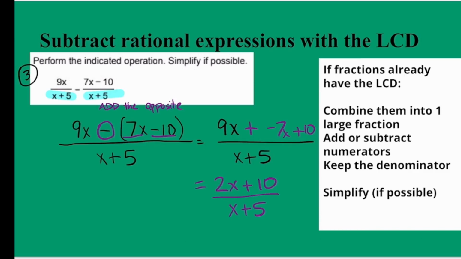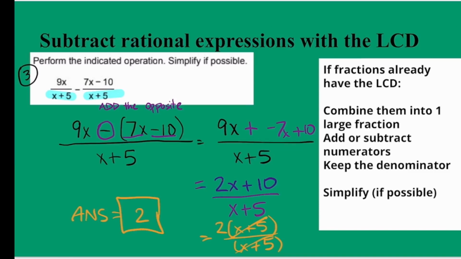This numerator, I can see, we can factor 2x plus 10. We could take out a common factor, which is 2. So if we take a 2 out of the numerator, we're left with x plus 5. Our denominator is x plus 5. So those x plus 5s now can cancel. Now we're only left with one part left. So your answer is going to be 2. That's how you add and subtract rational expressions if you already have a least common denominator.